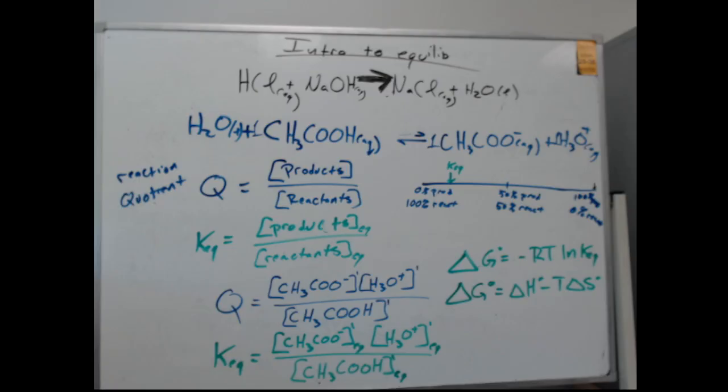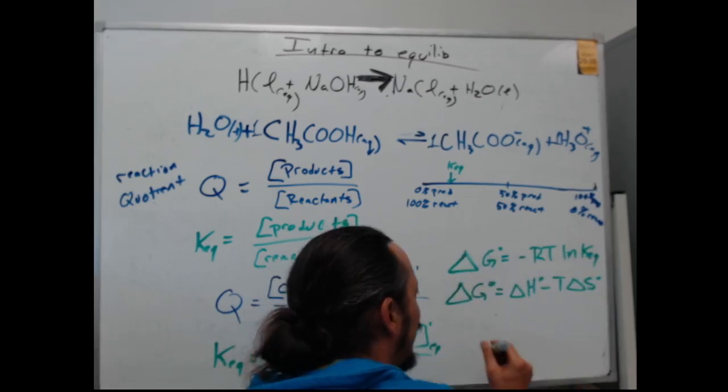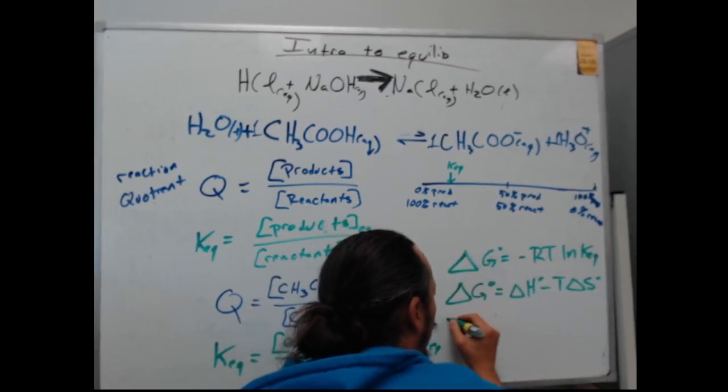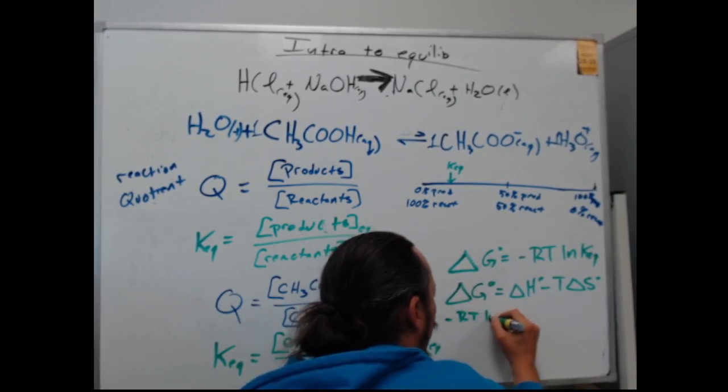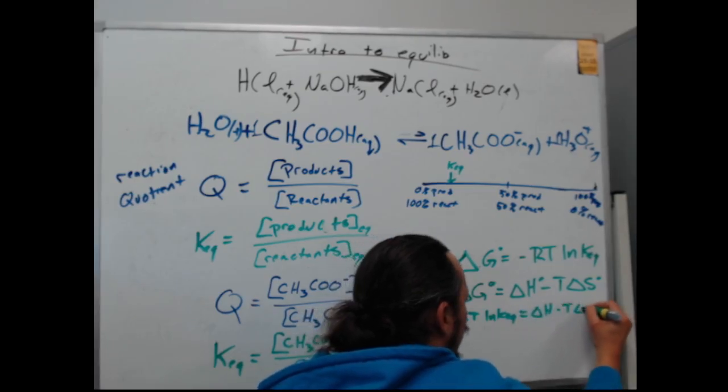I've got two equations for delta G standard. You're going to equal them to each other? Yeah, we're going to set them equal to each other. We're going to do a little division. So we're going to set them equal to each other. I'm going to have negative RT ln KEQ is equal to delta H minus T delta S.